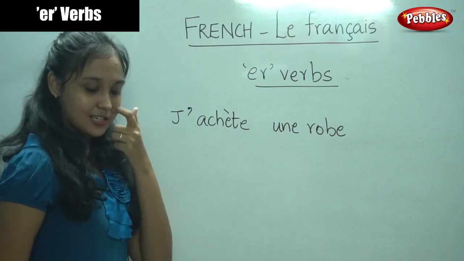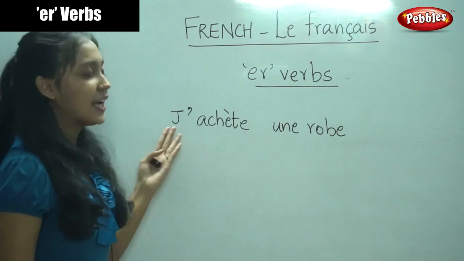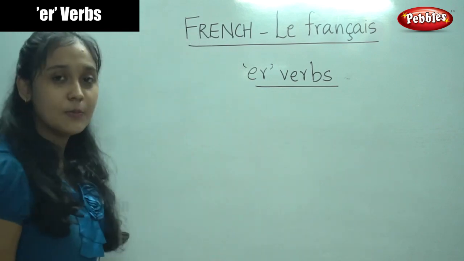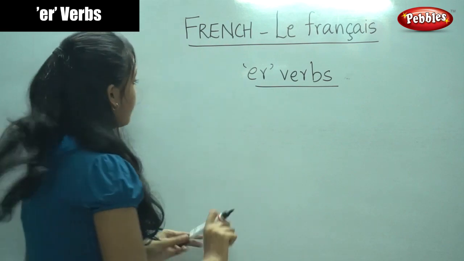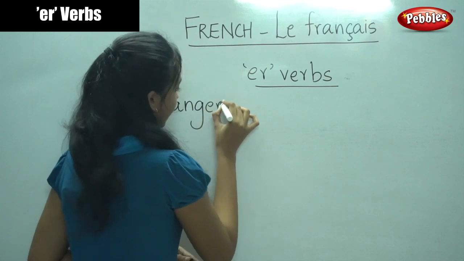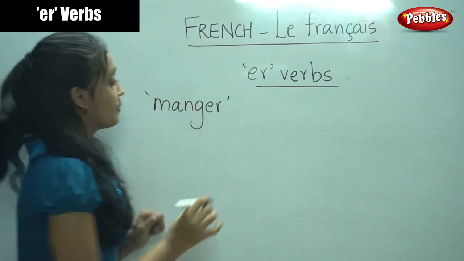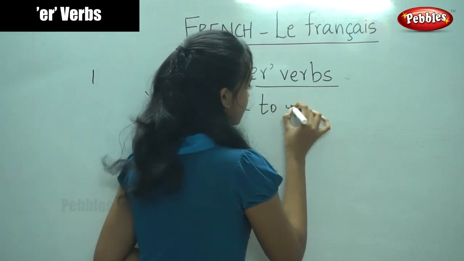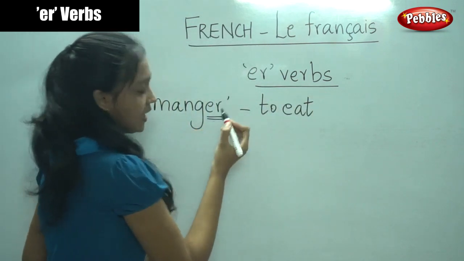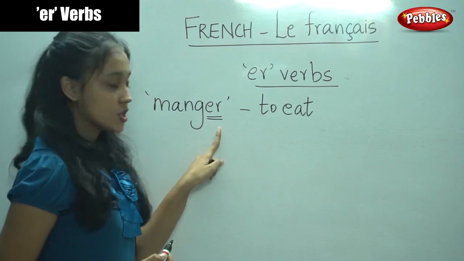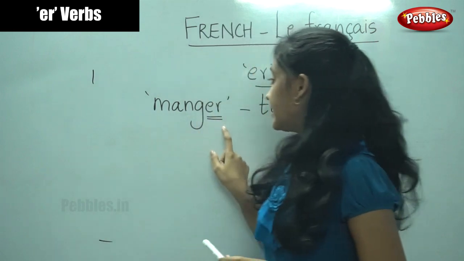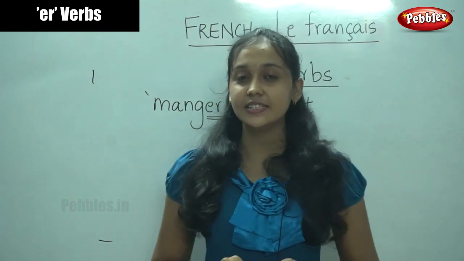You can practice by trying to form your own sentences in French. So, shall we learn some more ER verbs? For example, let us take the verb manger. Manger means to eat. So, it is also an ER verb. So, once more, can you tell me the rules? If a verb ends with ER, how would we conjugate it?